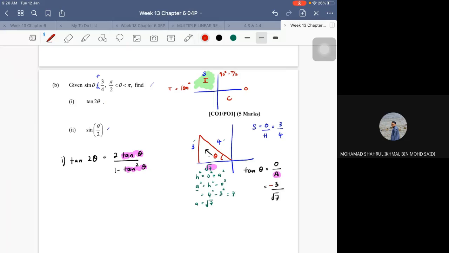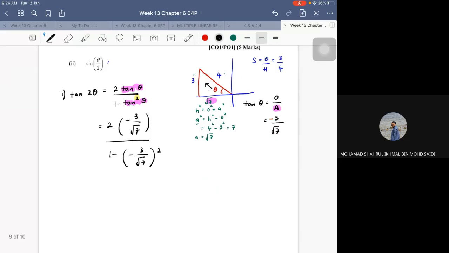Sebabnya kalau you remember the cast rule, as I mentioned just now, so the fact that dalam second quadrant hanya sign saja yang boleh jadi nilai positif. So selain daripada sign dia kena jadi nilai negatif. So therefore, bila kita ganti, this is going to be 2 multiply by negative 3 per square root 7. Kat bawah ni dia akan jadi 1 tolak negatif 3 per square root 7 square. Dia square lah sebab kat sini you ada square ni kat tengah ni. So nilai tu kita akan squarekan dia. Okay, ni you pakai calculator saja. So you use your calculator and find what is going to be the value.